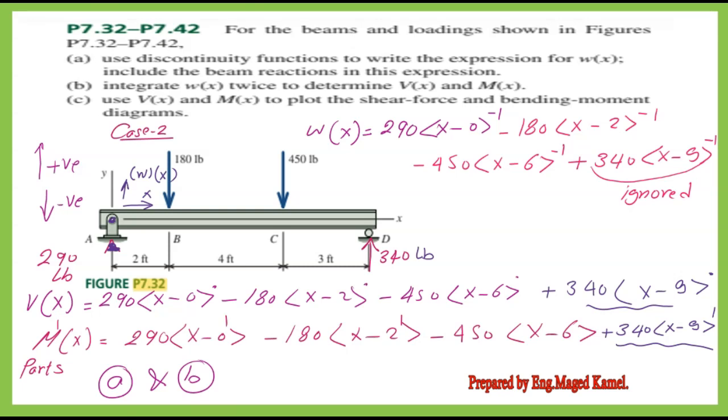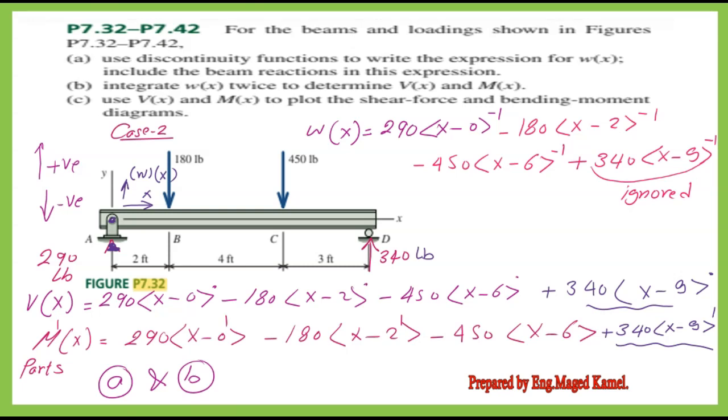At x equals 6 feet, there is another downward load of 450 pounds. Its expression is minus 450 multiplied by x minus 6 raised to the power of minus 1. Finally, the Dy of 340 pounds acts at x equals 9 feet.